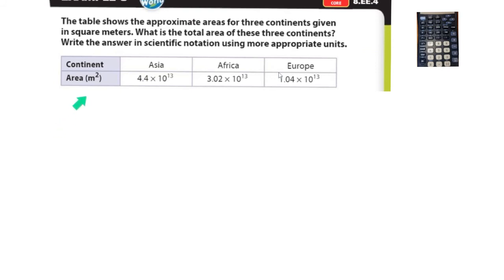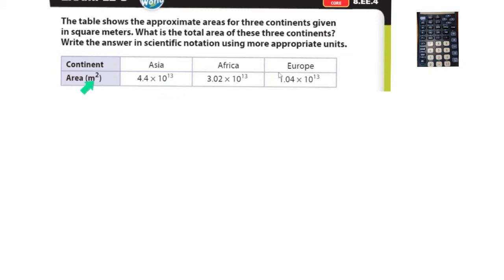All right, so here's example 3. The table shows the approximate areas for 3 continents given in square meters. So we have Asia, Africa, and Europe. And here's their areas in square meters.